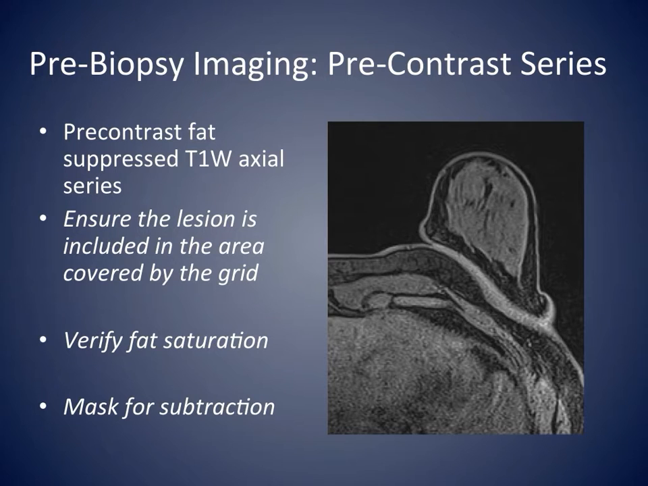The first series following the localizer sequence is the pre-contrast fat-suppressed T1 weighted axial sequence. This is performed for three reasons: ensure that the lesion to be targeted is included in the area covered by the grid, verify adequate fat saturation, and use this series as a mask for subtraction.